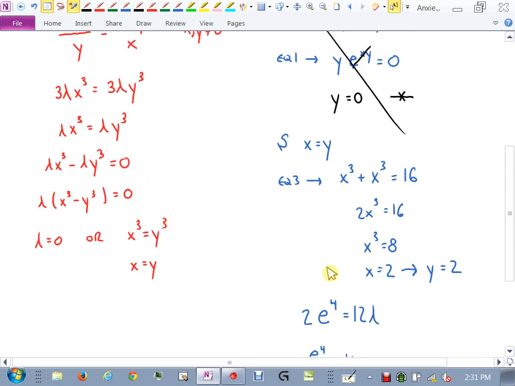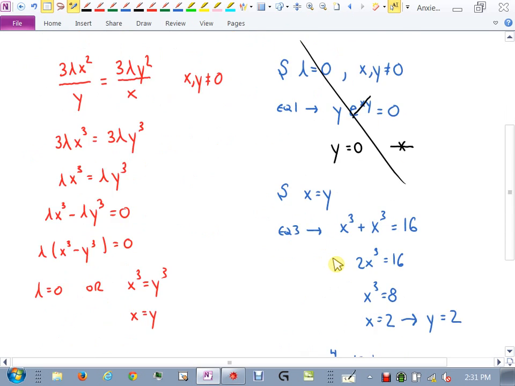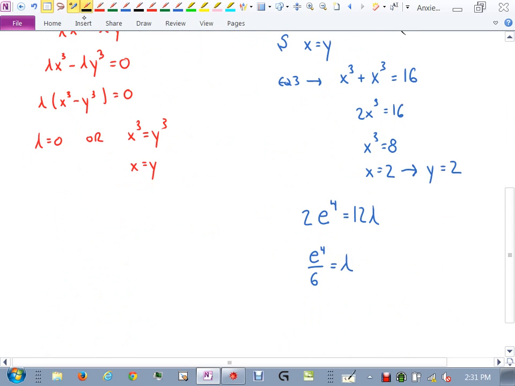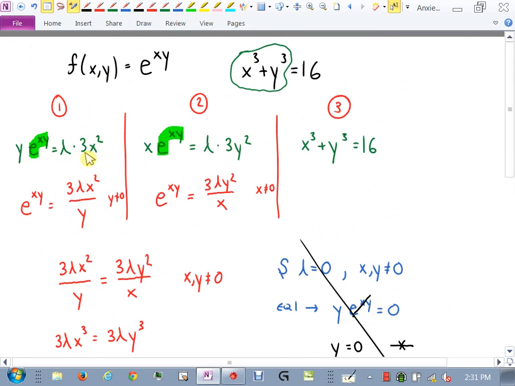Have I considered everything? Am I good to go? What's the deal here? Yeah, what about x, y being 0? What if x and y are 0? I'll do that one right here. Suppose x, y equals 0. Is the first equation okay if x and y are 0? Yes. Second equation okay if x and y are 0? Yes. Third? No. So it can't happen.